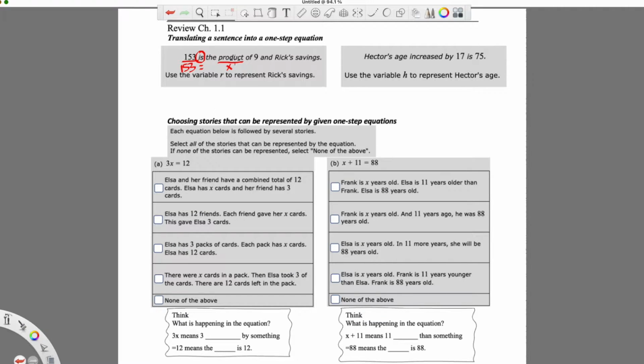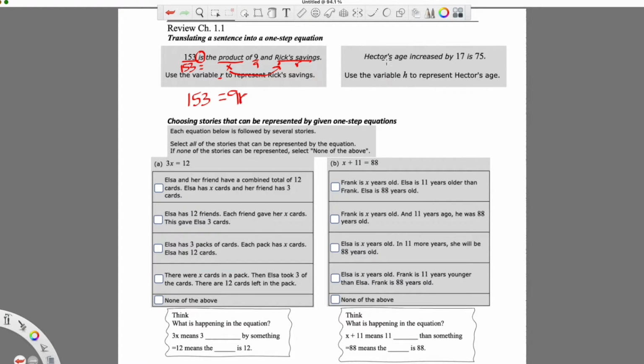So 9 and Ricky's savings, and they want us to use R for Ricky's savings. I want to make sure that I multiply the next two pieces, which were 9 and R. So my equation is going to be 153 equals 9R. We do not want to use a little x for multiplication. We would probably use a dot, although since it's a number and a variable, I can just smush them together like this. This means 9 times R.